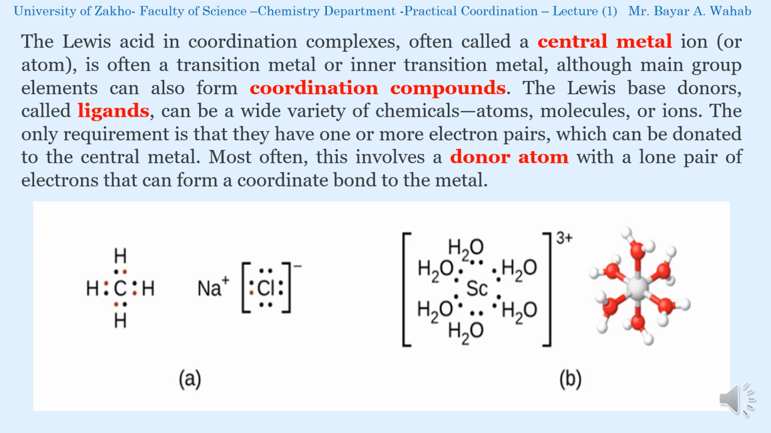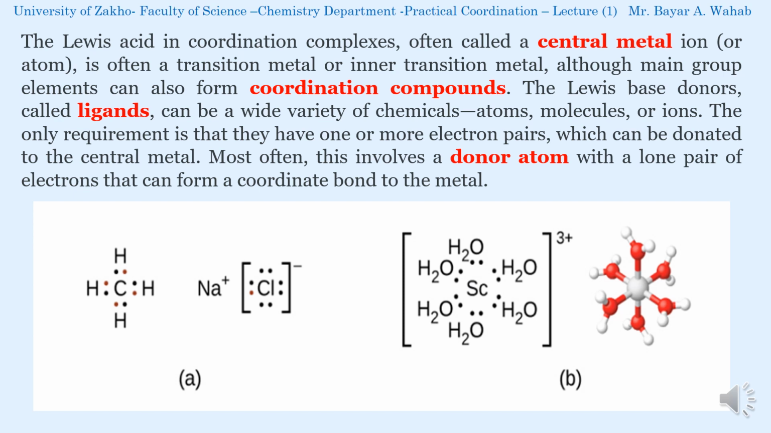The only requirement is that they have one or more electron pairs. That means the criterion here is to have at least one unshared pair of electrons. It must have a lone pair of electrons to act as a Lewis base, as a ligand, which can be donated to the central metal atom. The central metal atom must have a deficient or vacant orbital.